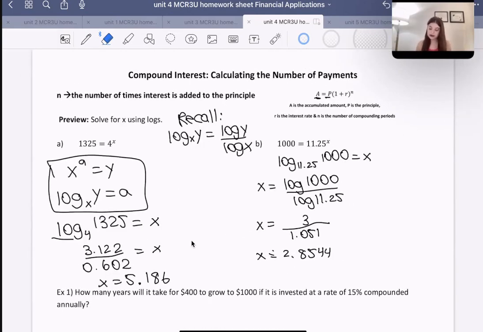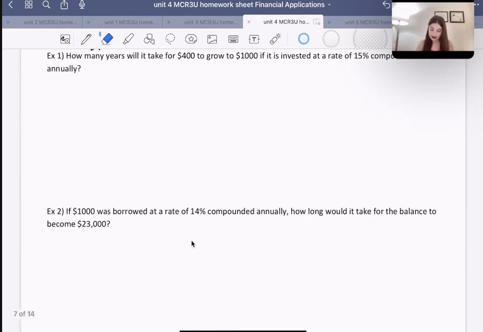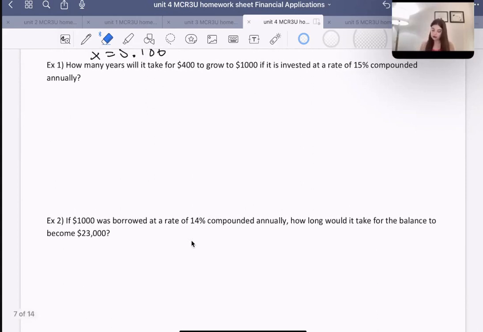All right, so now we're going to use these logarithms that we just reviewed in order to solve more difficult problems regarding calculating the number of payments specifically. So example 1 says, how many years will it take to grow $400 to $1,000 if it's invested at a rate of 15% compounded annually?